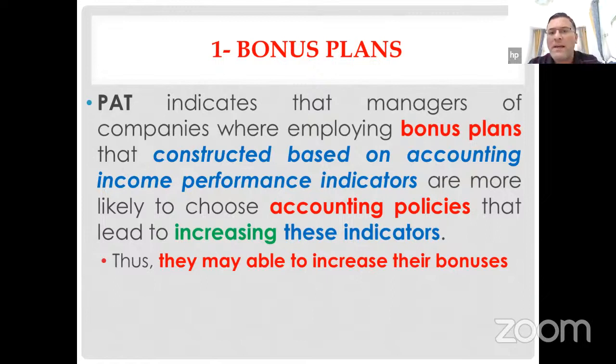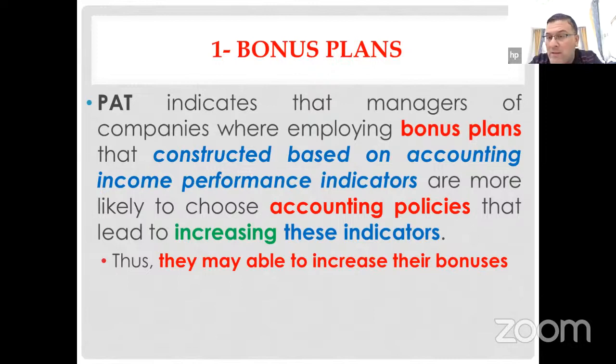The first factor is bonus plans for managers. Accounting theory indicates that managers of companies employing bonus plans constructed based on accounting income performance indicators are more likely to choose accounting policies that lead to increasing these indicators.